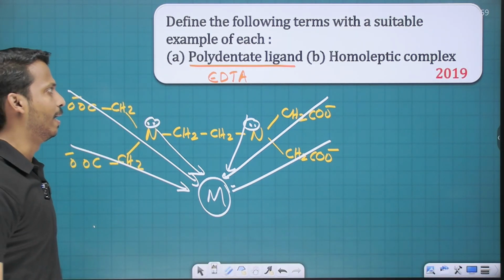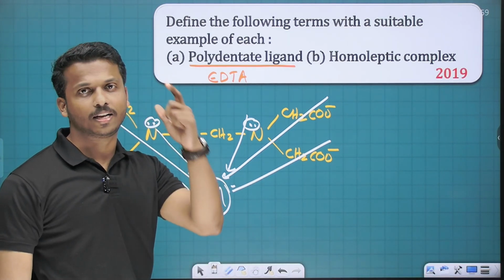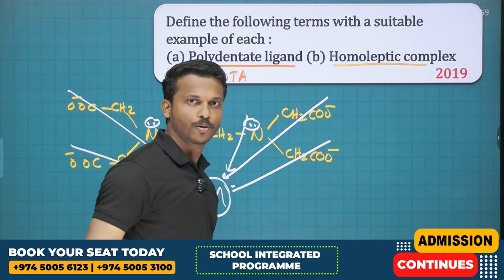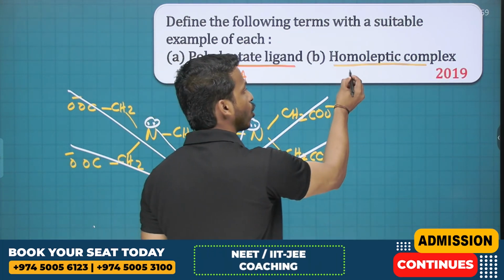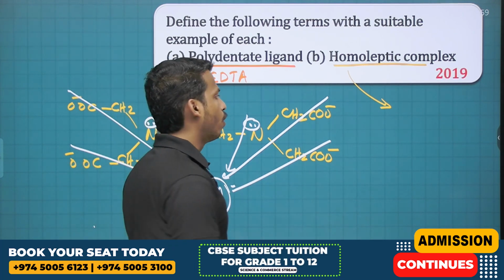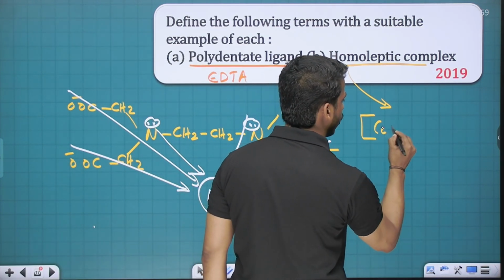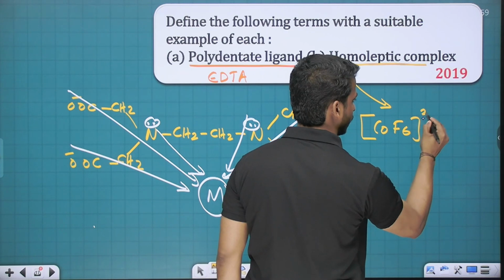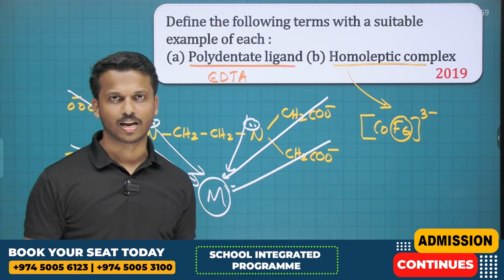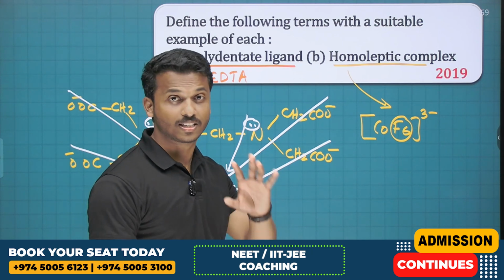That is called polydentate. What is meant by homoleptic? We studied what homoleptic and heteroleptic complexes are. A homoleptic complex means the complex which contains only one type of ligand. For example, [CoF6]3-. Here only one ligand is there. Which one? Fluorine is the ligand. This is called homoleptic. Same.